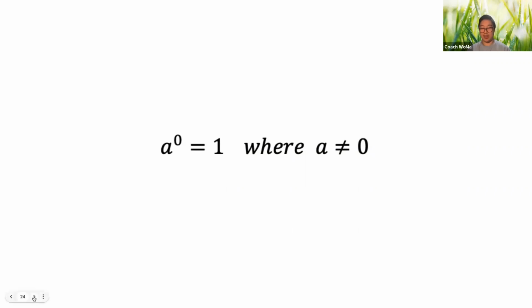The reason why it says where a is not equal to 0 is because if you try to do 0 to the 0, weird things happen. It's kind of like when you divide by 0. So as long as your base number is not 0, anything to the 0 equals 1. Cool. Okay, so let's go to the next one.